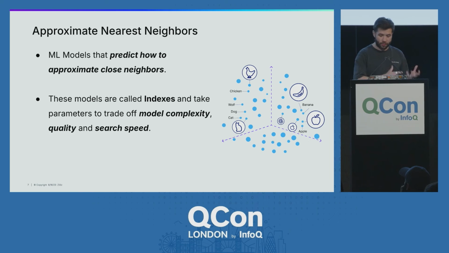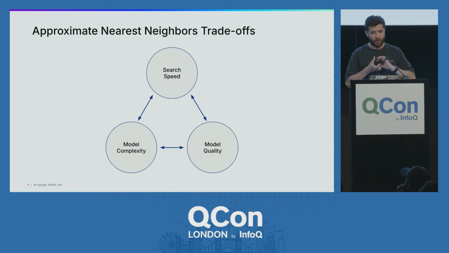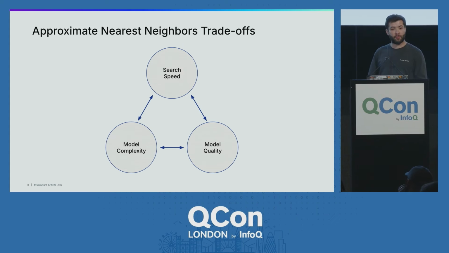And then you have different trade-offs. So you have to take into account model complexity, the quality, and the search speed. And those 3, they're close together. They're always intricate. So if you want to have a higher search speed, you will have to lower down the model quality and also lower down the model complexity. Maybe actually you want to have a better model, then you will likely have to trade off with the search speed, it will be lower, and the model quality also has to be lower down.